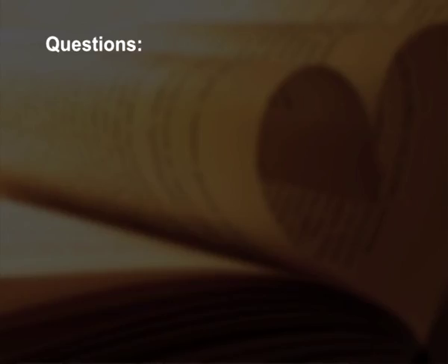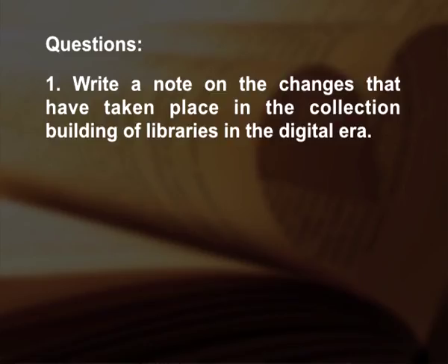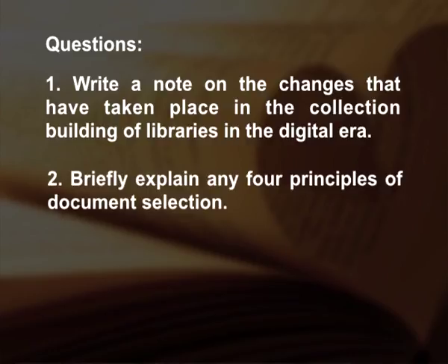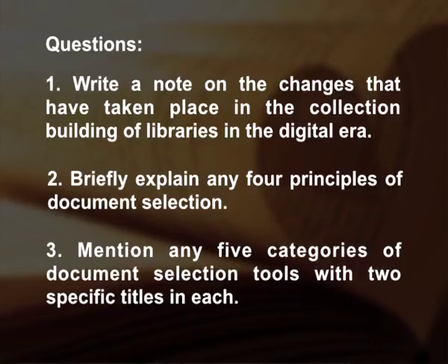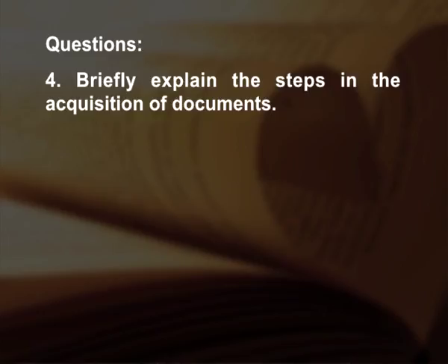Here are some questions for you. First, write a note on the changes that have taken place in the collection building of libraries in the digital era. Second, briefly explain any 4 principles of document selection. Third, mention any 5 categories of document selection tools with 2 specific titles in each. Fourth, briefly explain the steps in the acquisition of documents.